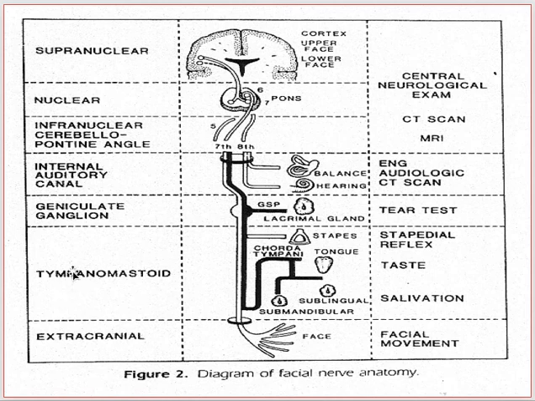Then there is the tympanomastoid part, which is supplying the stapedius, the tongue and the salivary glands, the sublingual and submandibular. So we can do the stapedial reflex test, check the taste sensations, and check the salivation, whether the person is producing any saliva or not. Whenever we are testing the extracranial part, we check facial movement. Again, you can see over here a very nice representation of what the findings can be and what tests we can do.